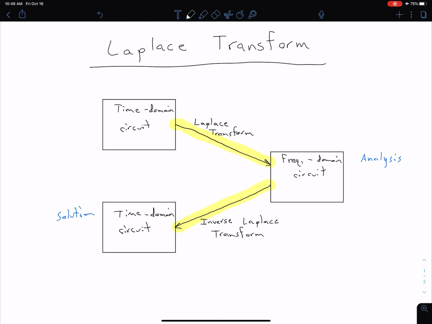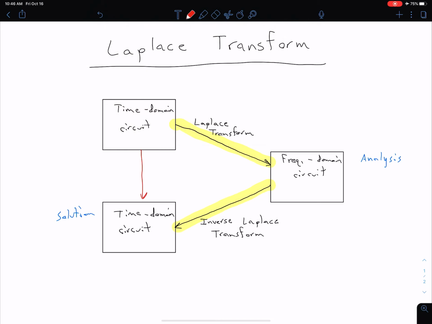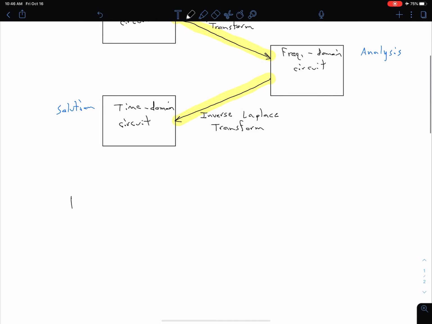Before we get into the formal definition of the Laplace transform, we should probably answer the question, why do we even want to do this? This seems like a whole lot of work. Why can't we just stay in the time domain and get our solution directly there? Of course, in a lot of cases we can do that, but there are several benefits to using the Laplace transform. Let's write some of those down: the benefits of our Laplace transform.